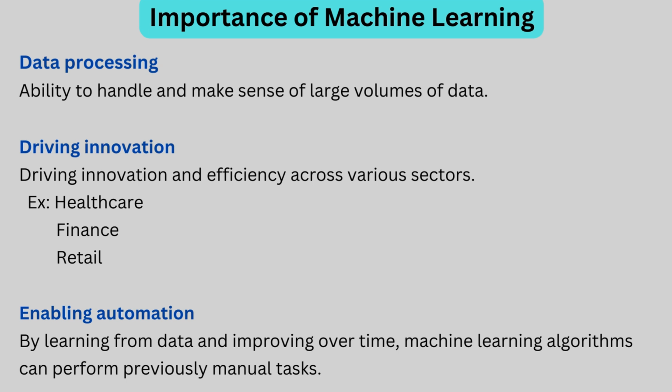And another importance is that machine learning is a key enabler of automation. By learning from data and improving over time, machine learning algorithms can perform previously manual tasks, so it can free the humans to focus on more complex and creative tasks. So this not only increases efficiency but also opens up new possibilities for innovation. So machine learning is important because it has this huge data processing ability, it helps us do a lot of innovation, and it also helps us automate tasks.